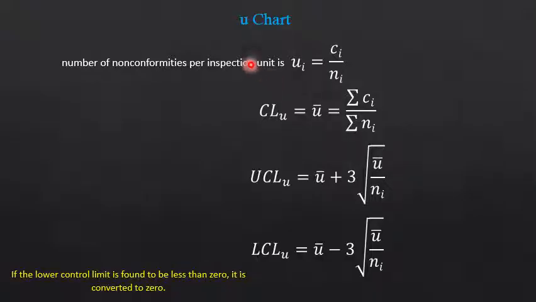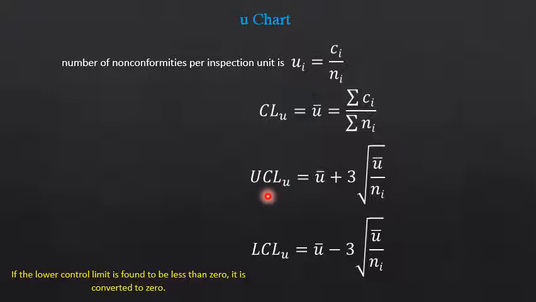The formulas we are going to use for the U chart are as follows. i is the ith sample. The number of non-conformities per inspection unit is ui equal to ci divided by ni, where ni is the sample size for the ith sample, and ci is the number of non-conformities for the ith sample. Now the center line, that is u bar, is equal to summation ci divided by summation ni.